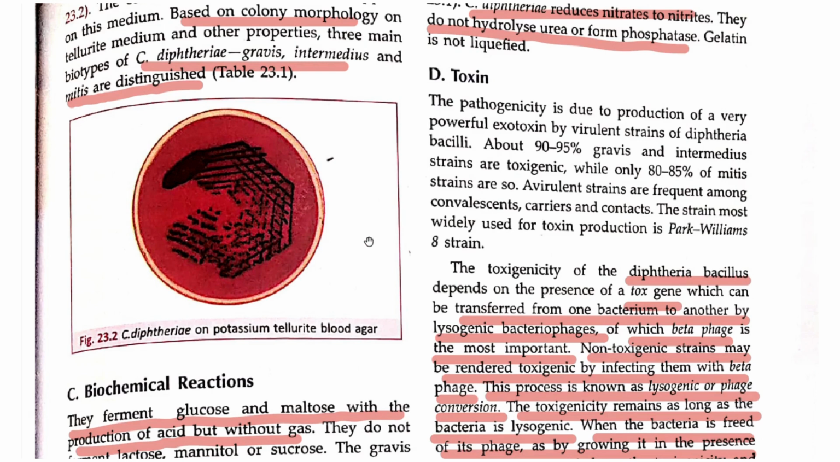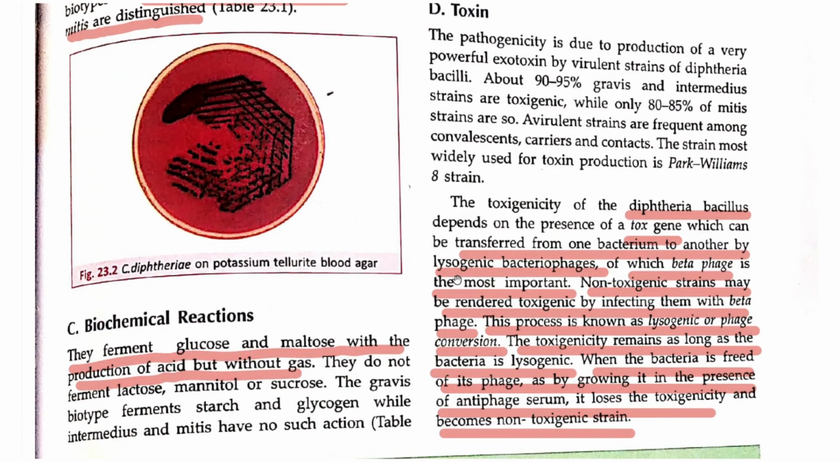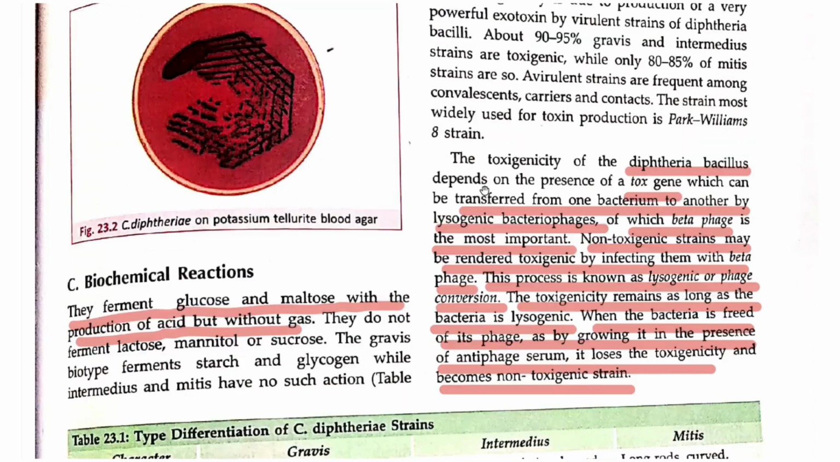Next is their toxin. The toxigenicity of the diphtheria bacillus depends on the presence of a tox gene. It is a very important thing that you need to write: the tox gene, which can be transferred from one bacterium to another by lysogenic bacteriophages, of which beta phage is the most important. So in their toxigenicity, first you have to write it depends on the presence of the tox gene. Next point is that it can be transferred from one bacterium to another by lysogenic bacteriophage, out of which it is beta bacteriophage. Non-toxigenic strains may be rendered toxigenic by infecting them with beta phage.